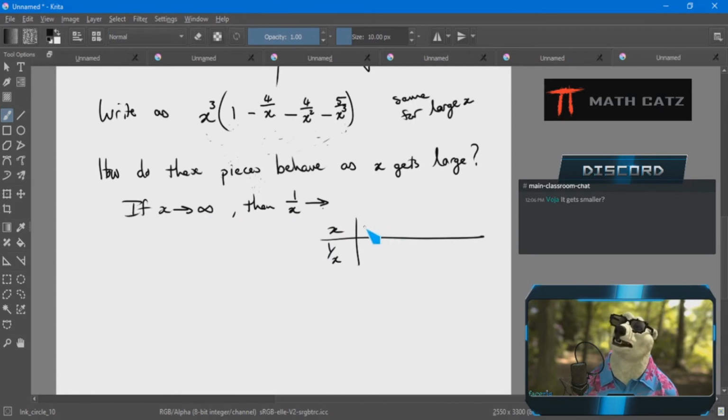Now x is getting bigger, right? Let's go 1, 10, 100, 1,000, and so on. What happens to 1 over x? Well, x is 1, 1 over x is 1. When x is 10, 1 over x is 0.1. When x is 100, 1 over x is 0.01, 0.001. Which direction is this going? It's going to 0.